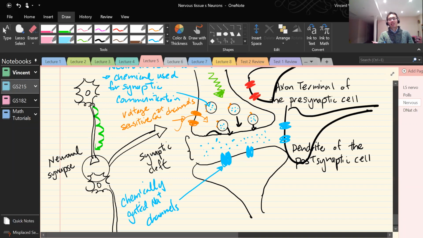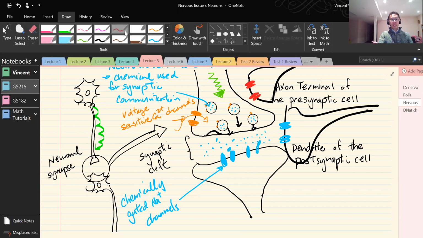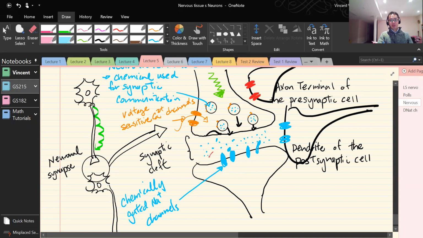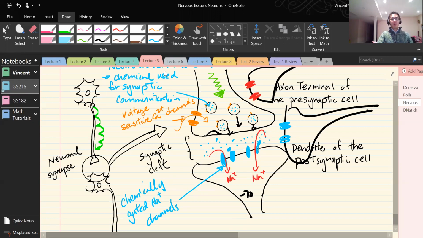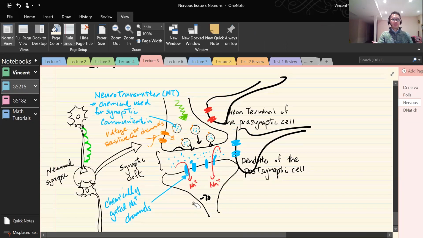They are regulated by the presence of certain chemicals. In this case, the presence of the blue neurotransmitters. So when the blue neurotransmitter binds to the receptor, it will open them up, and then sodium will go in. If we have enough sodium going in, it will push this -70 to -60, and then we will have an action potential. So that's how the signal goes from one neuron to the other.